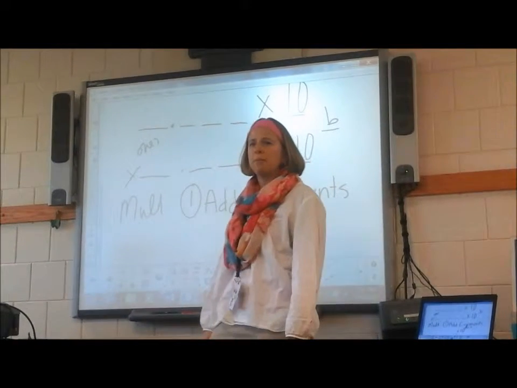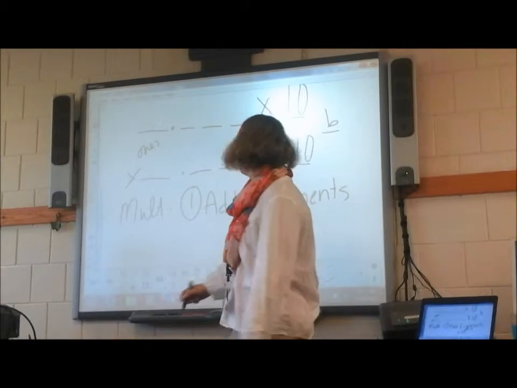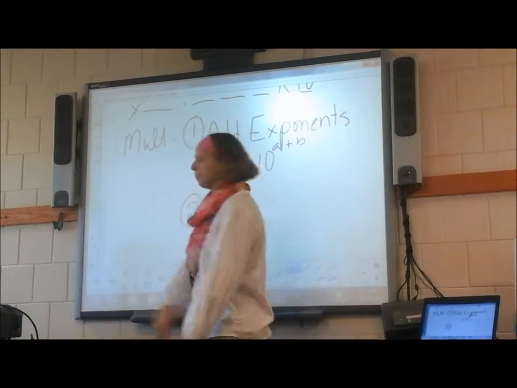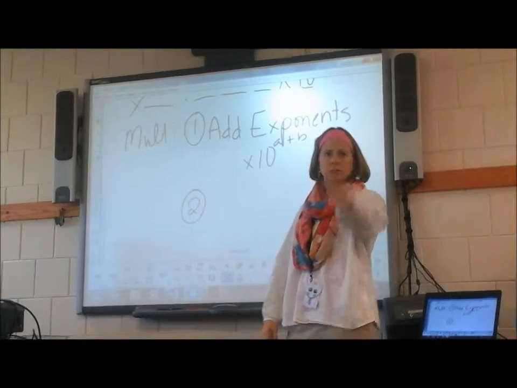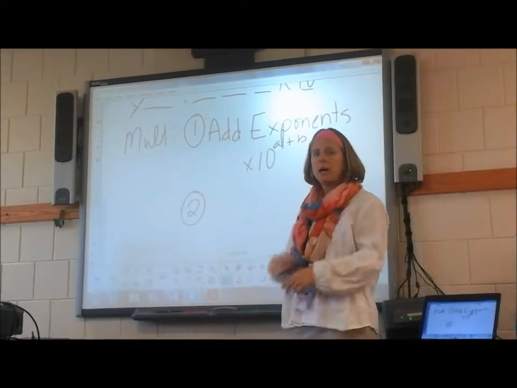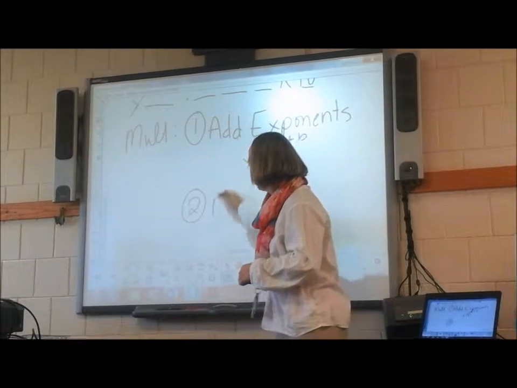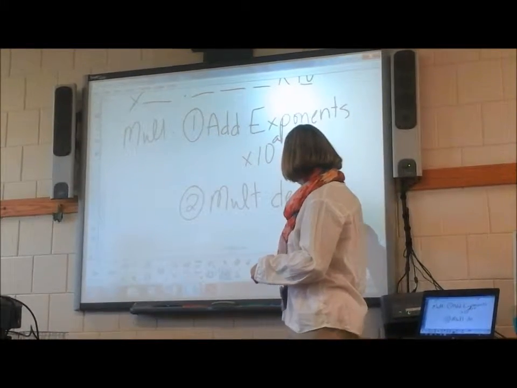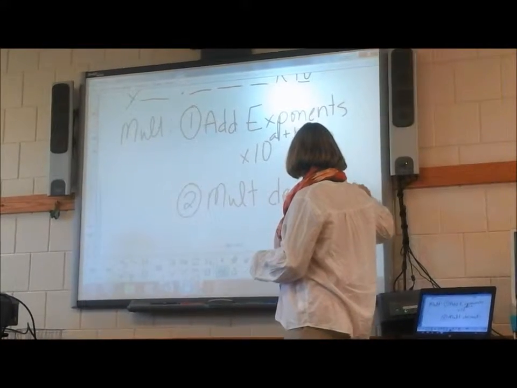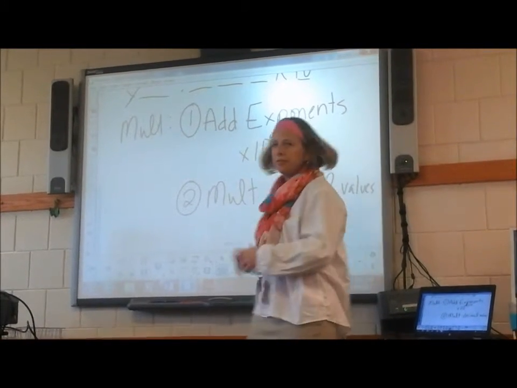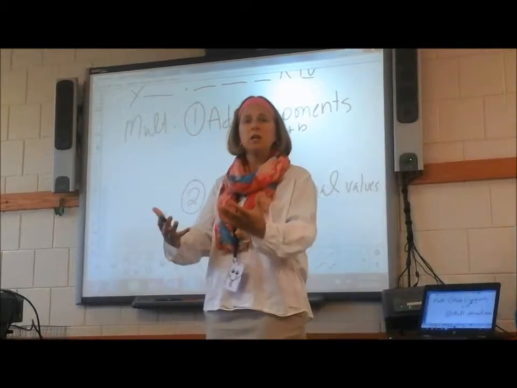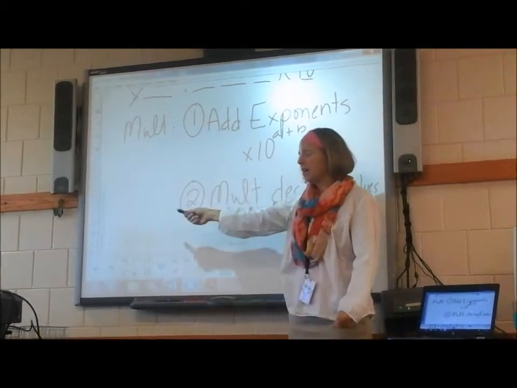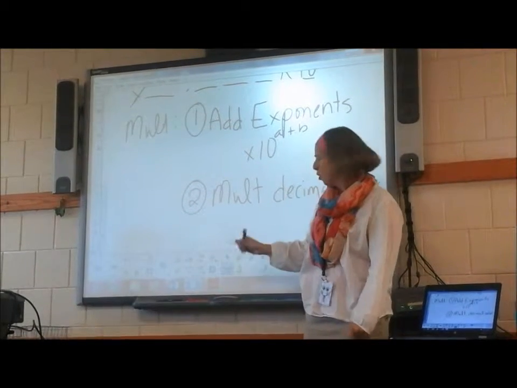What's left to do in the multiplication problem that we haven't yet done? Step 2: you multiply the decimal values. Tens are the base numbers, and they remain the same when you're multiplying. You're going to have two decimal values, and you multiply them together.